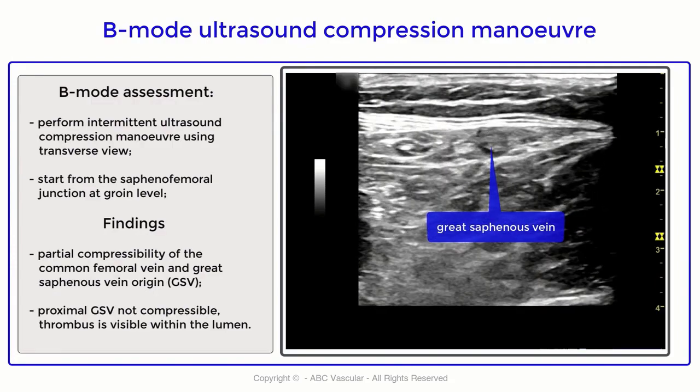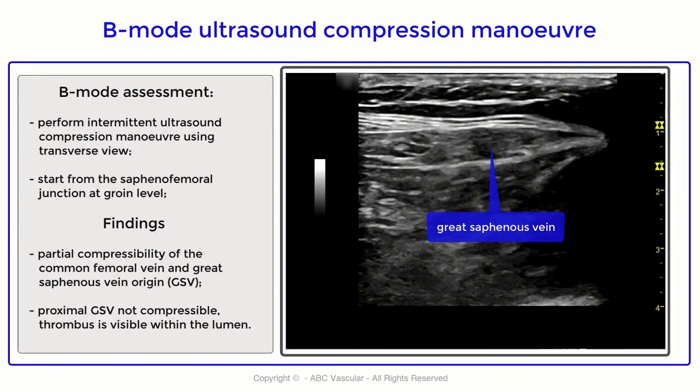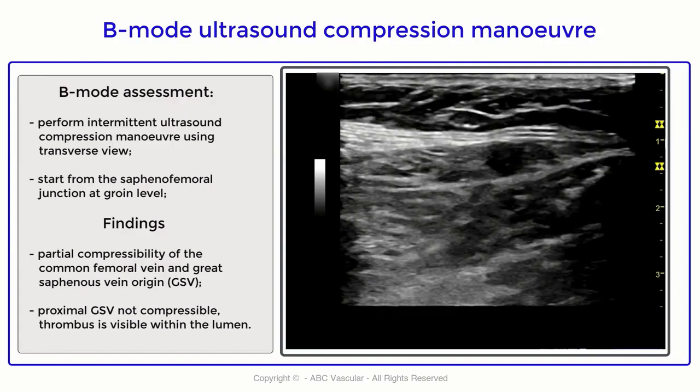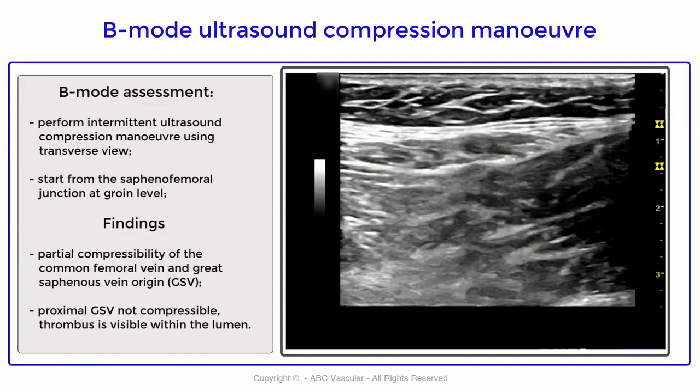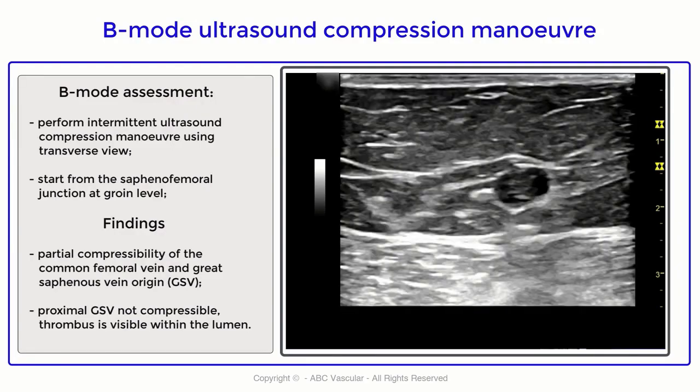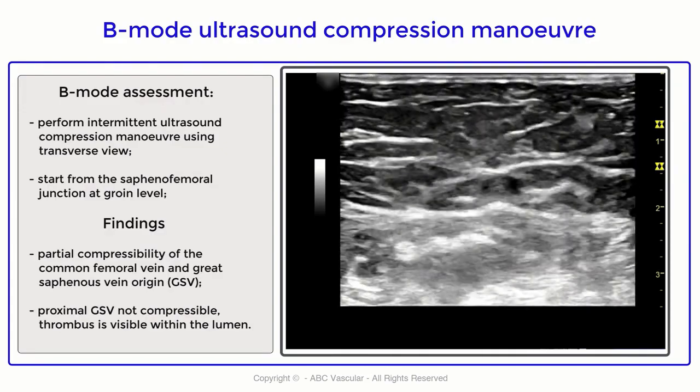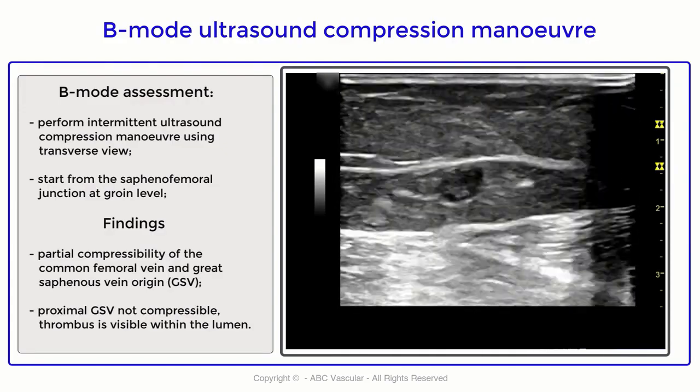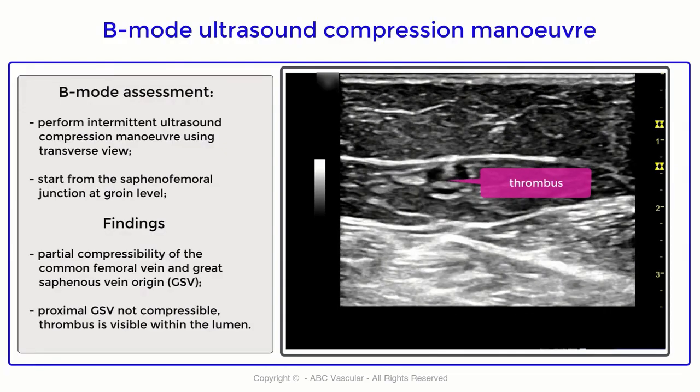The great saphenous vein is not compressible when applying gentle pressure over the transducer. This is due to the presence of an obstructive thrombus, which is visible on the B mode imaging.